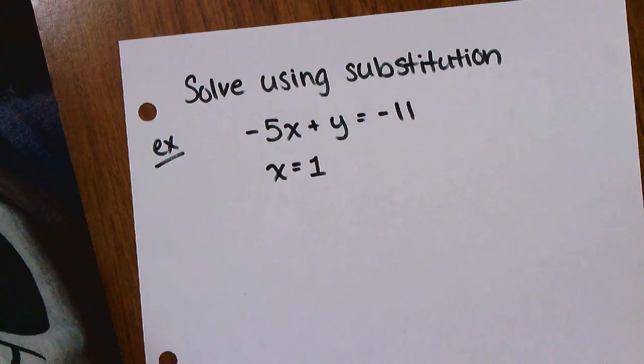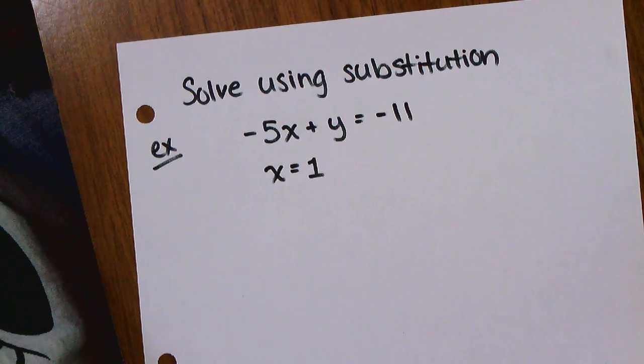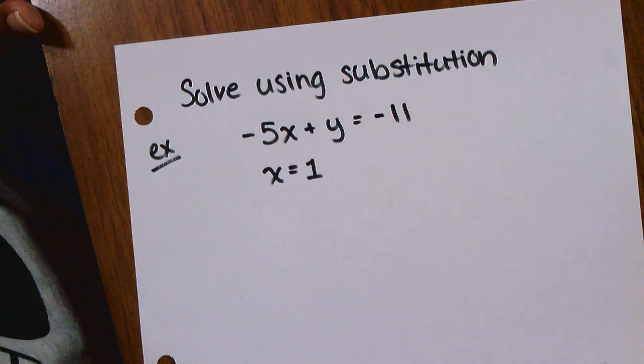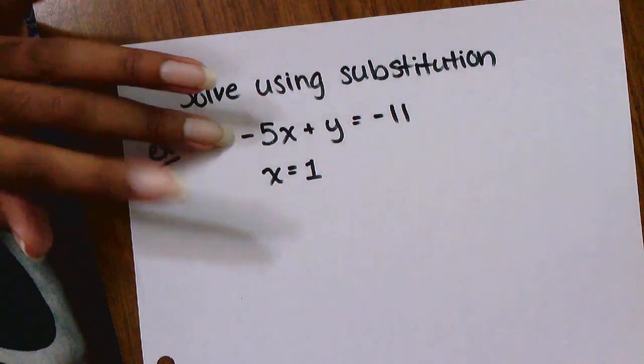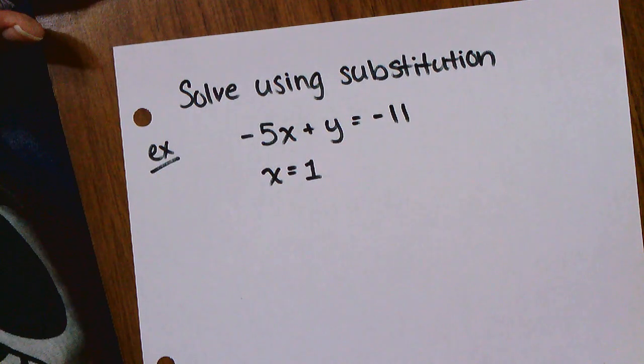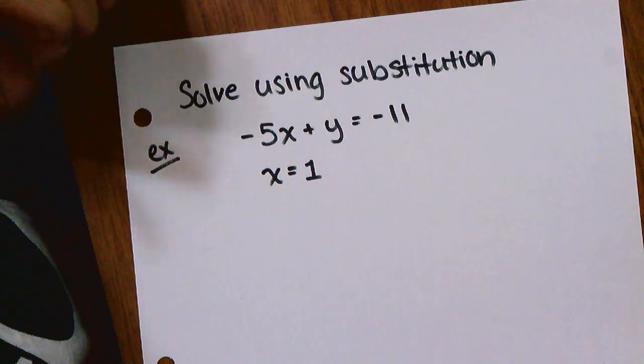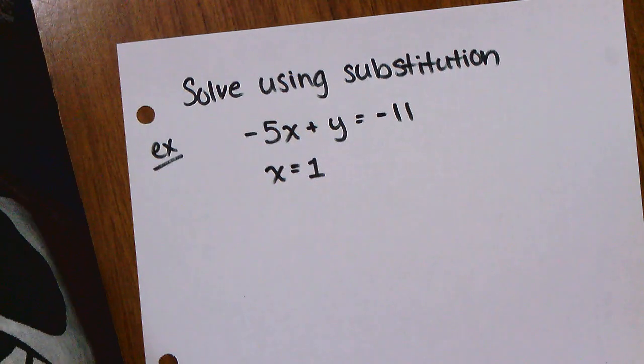So today we're going to be looking at solving systems of equations using substitution. One way that we've learned that we can solve this system is by graphing. You could put both of these equations into Desmos and find the point of intersection, and that would be the solution. But using substitution is an algebraic method for solving systems.